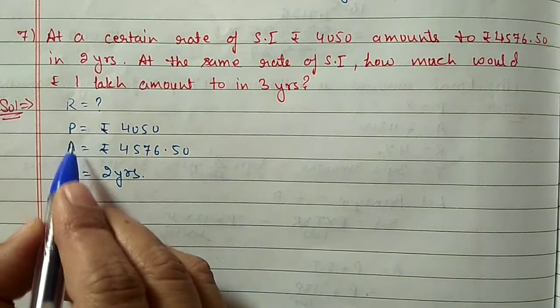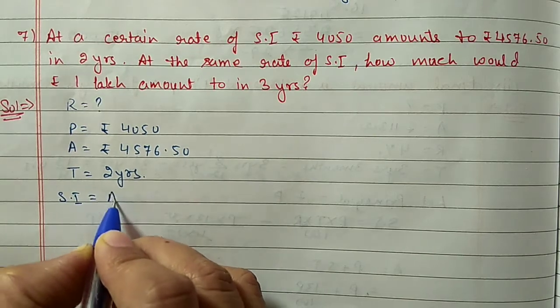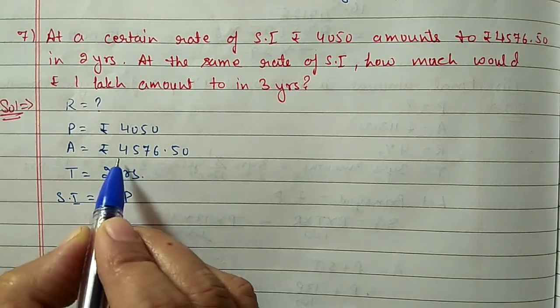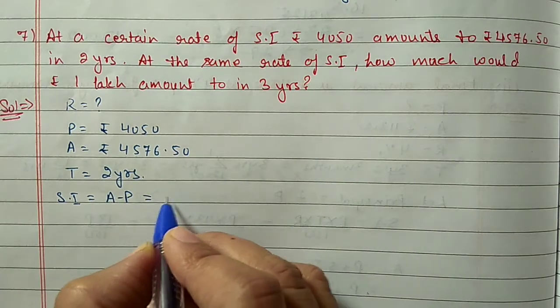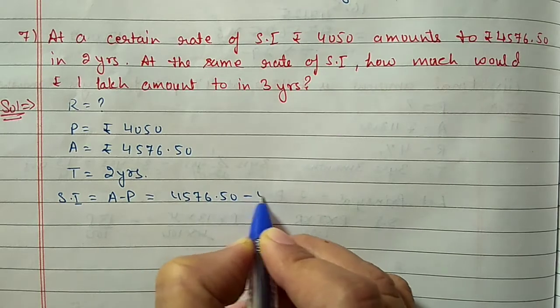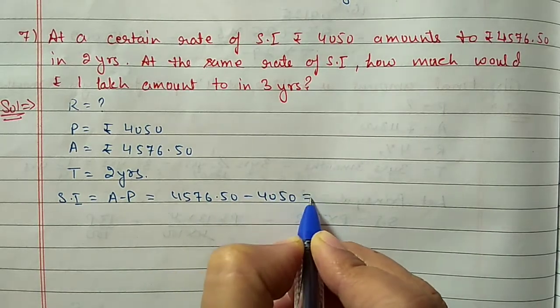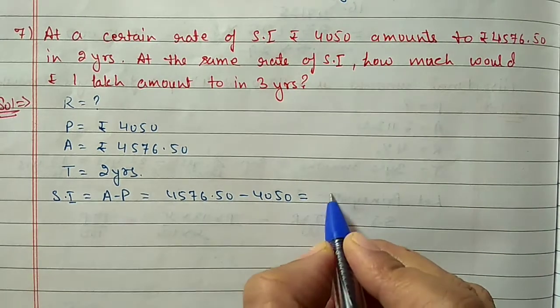So with the help of principal and amount we can find out the simple interest. Simple interest is A minus P. From the total amount, if we remove the principal, we will get the simple interest. So 4576.50 minus 4050. So we'll get here 526.50.